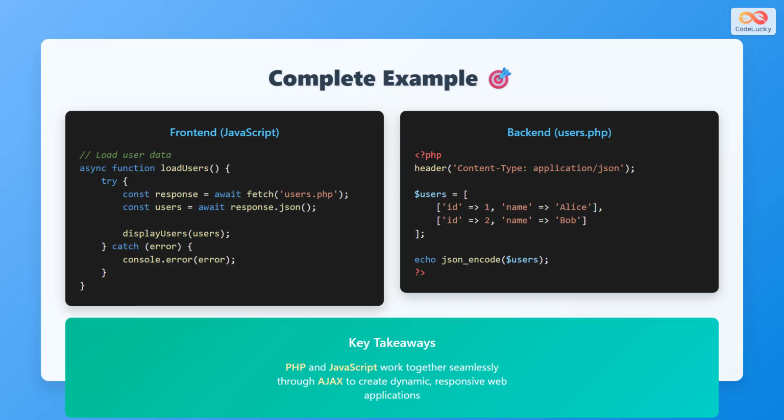Now let's understand the backend PHP code. The content type is set to application/JSON. An array of users is defined. Then, the array is encoded into JSON format and echoed out. The key takeaway is that PHP and JavaScript work together seamlessly through AJAX to create dynamic and responsive web applications.